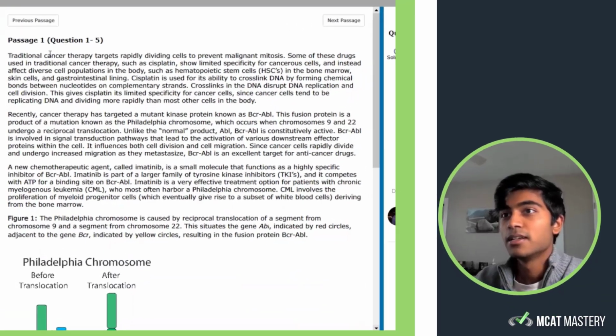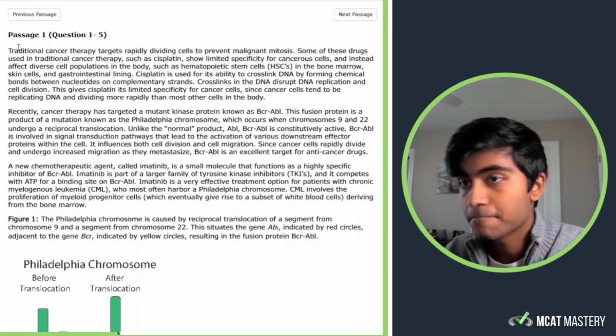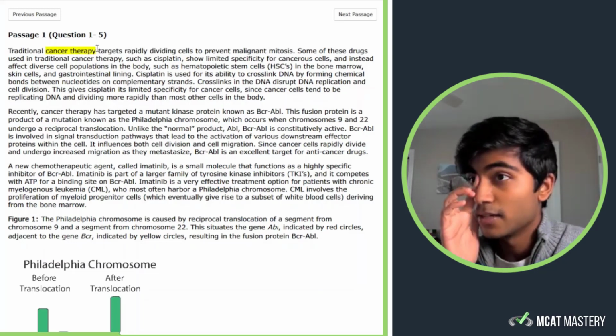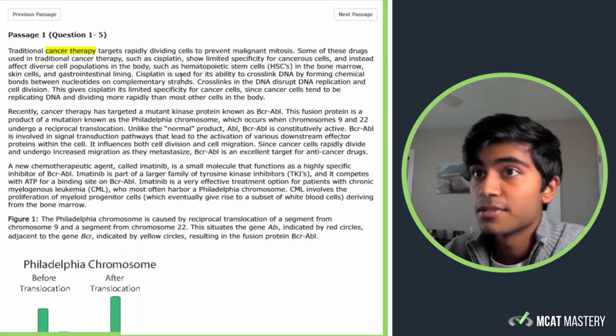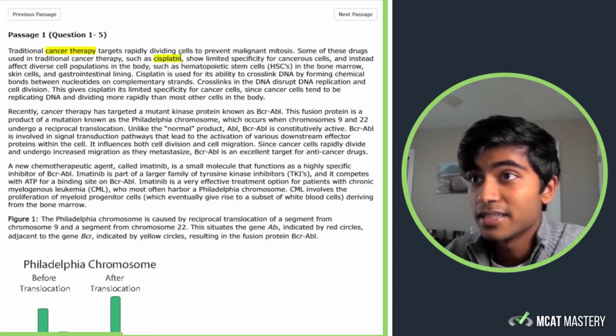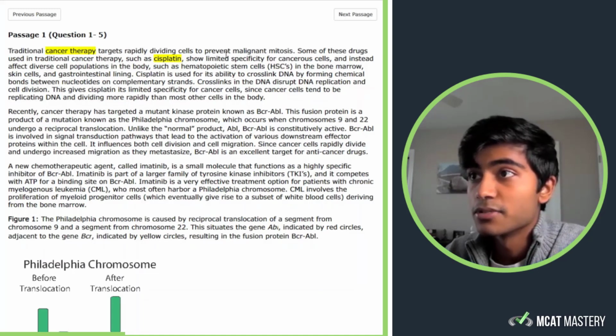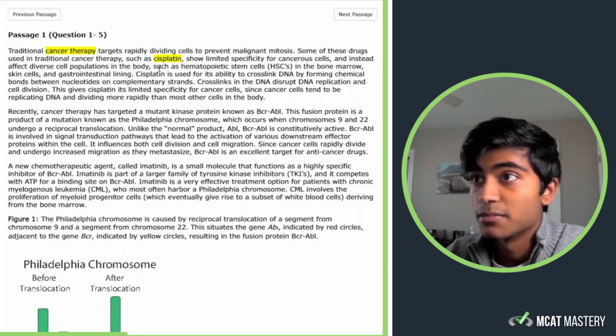Okay, so let's read through it. Traditional cancer therapy, so we're talking about cancer therapy in particular, targets rapidly dividing cells. Some of these drugs used in traditional cancer therapy, such as cisplatin. Okay, so cisplatin is one of these traditional cancer therapy drugs. It shows limited specificity for cancerous cells and affects diverse cell populations in the body, okay?